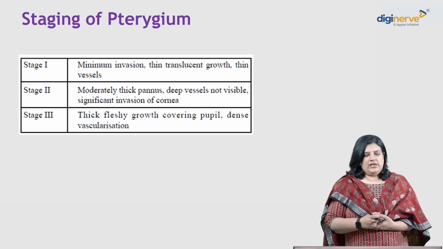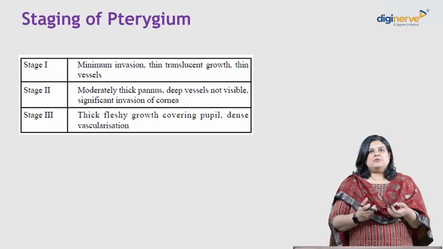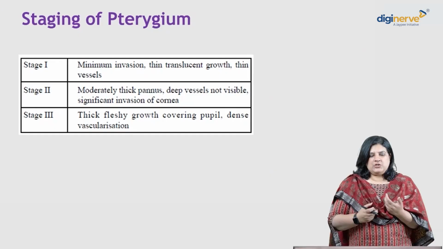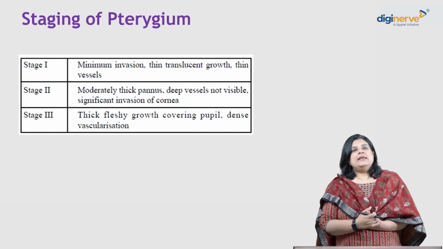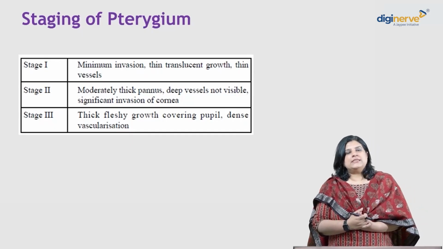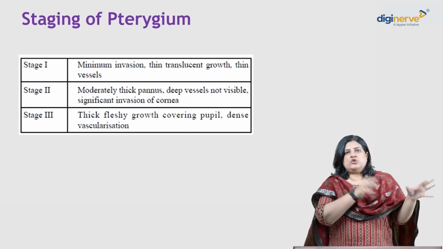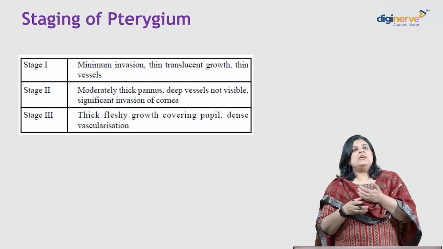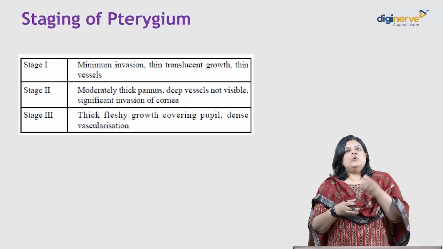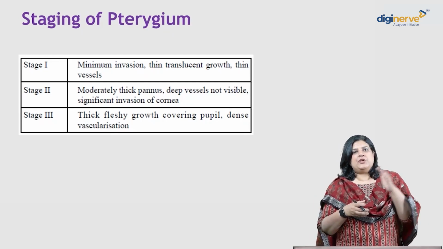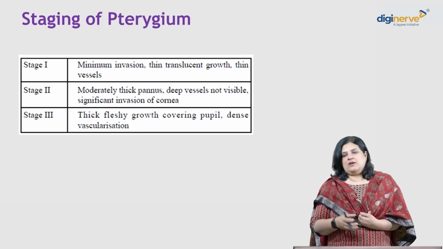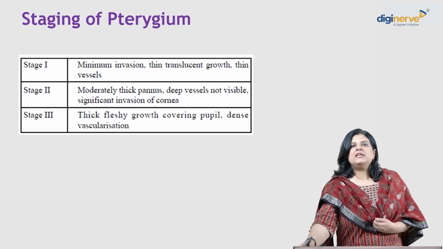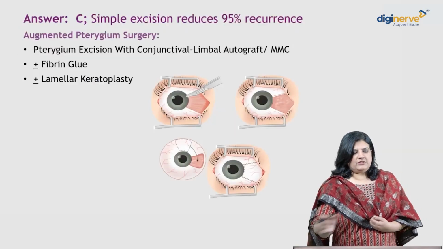While in stage 3, this growth becomes quite thick, quite fleshy, and it covers the pupil with dense vascularization. In such cases, you require a significant amount of dissection to remove this pterygium. Sometimes we have to be prepared with a corneal graft because removing it from the cornea may result in thinning of the cornea. So you have to be well prepared in stage 3 with the corneal graft.